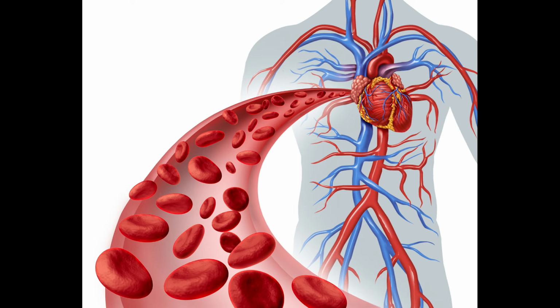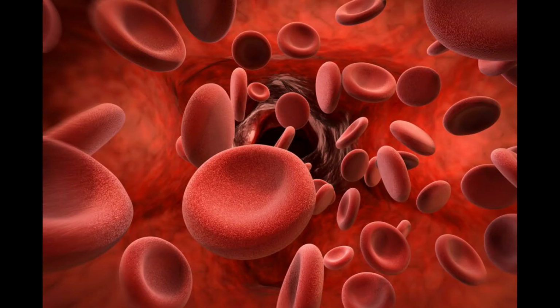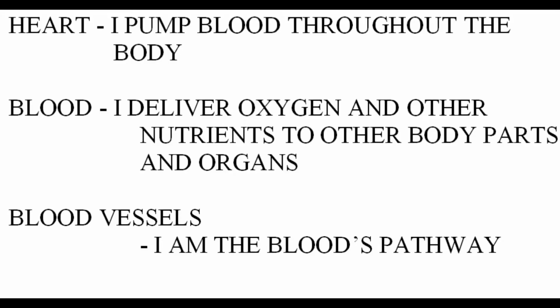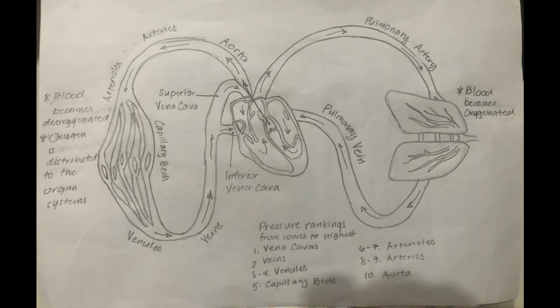The circulatory system is comprised of the heart, the blood, and the blood vessels. The heart is an organ made up of cardiac muscles which pumps the blood throughout the body through blood vessels. The blood is a connective tissue that carries oxygen and other nutrients and distributes them to other organ systems and body parts. The blood vessel is the pathway of the blood which also helps in the distribution and transportation of blood throughout the body. There are three different types of blood vessels throughout the body.